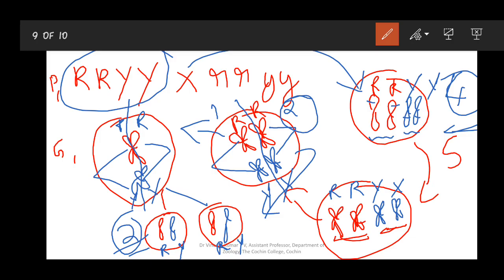So this is the pattern. In this case, all the types of gametes that you get by meiosis are the same. That is a single gamete with capital R and capital Y.